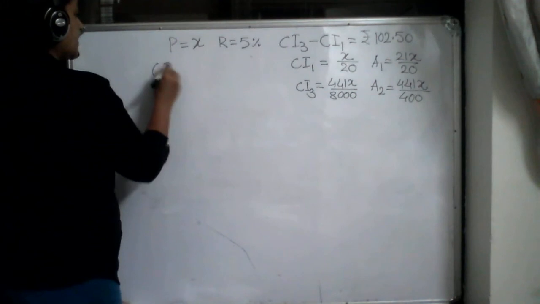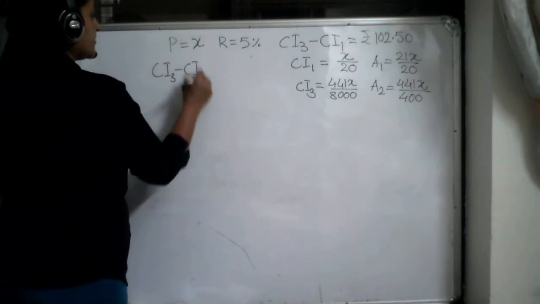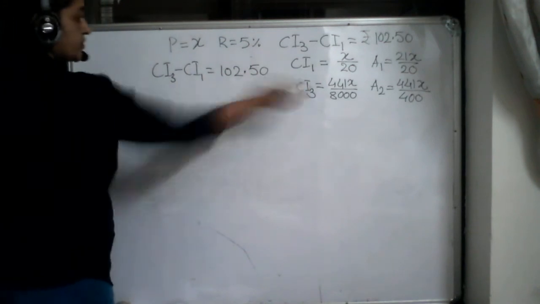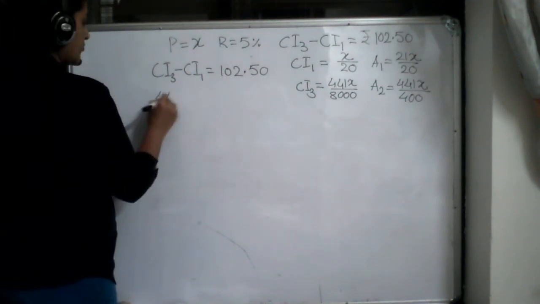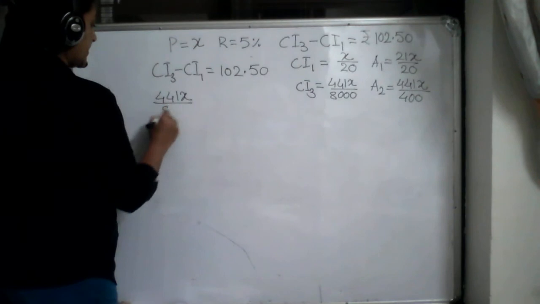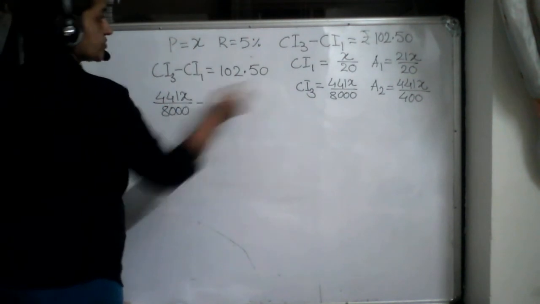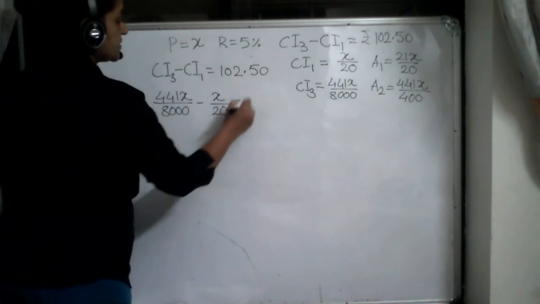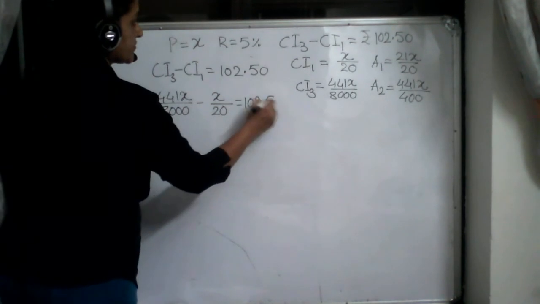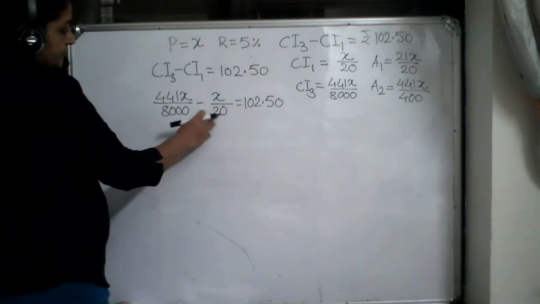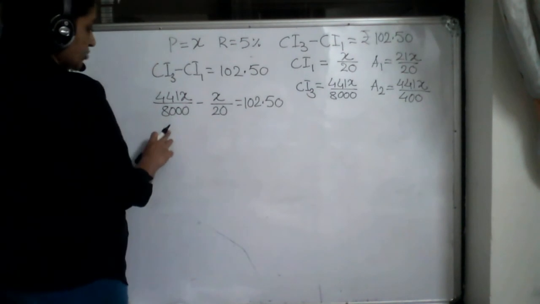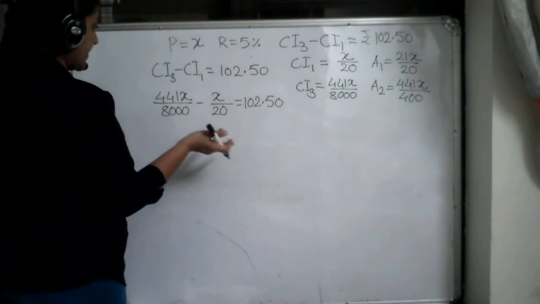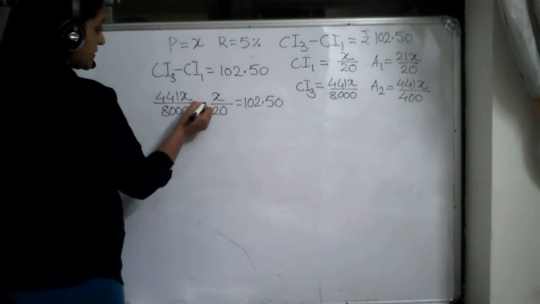Okay, CI3 minus CI1 is equal to 102.50. Now you know CI3 is what? 441x upon 8000 minus what is CI1? X upon 20 is equal to 102.50. Now you know 20 multiplied by how much would become 8000? It is 400, because just before this we have multiplied it. You must be knowing about it.